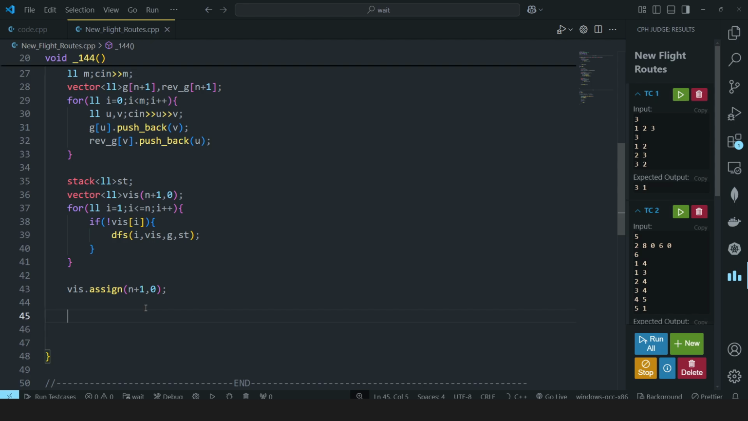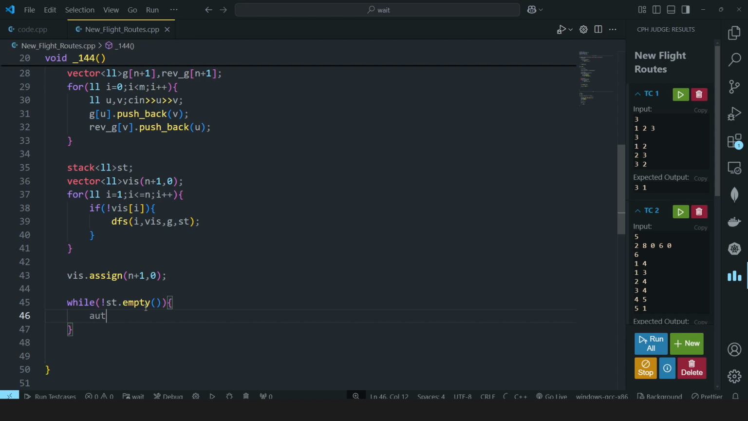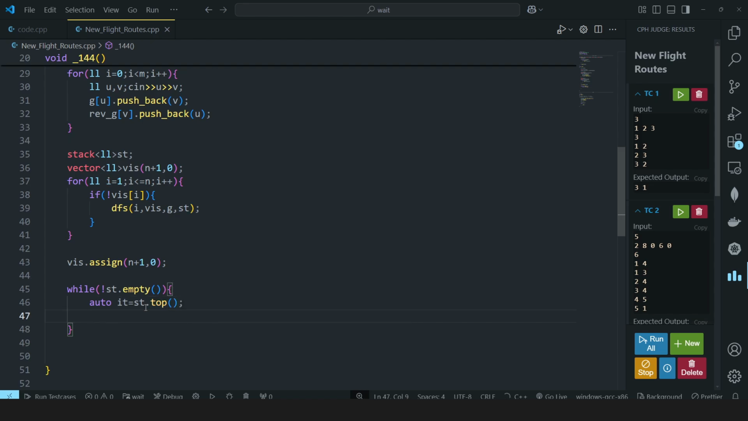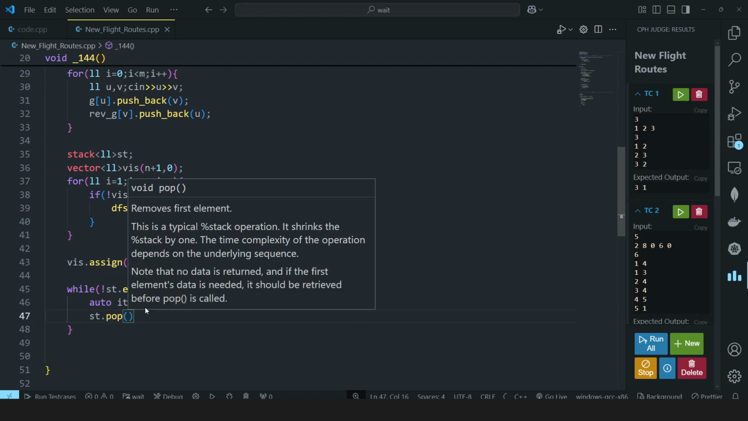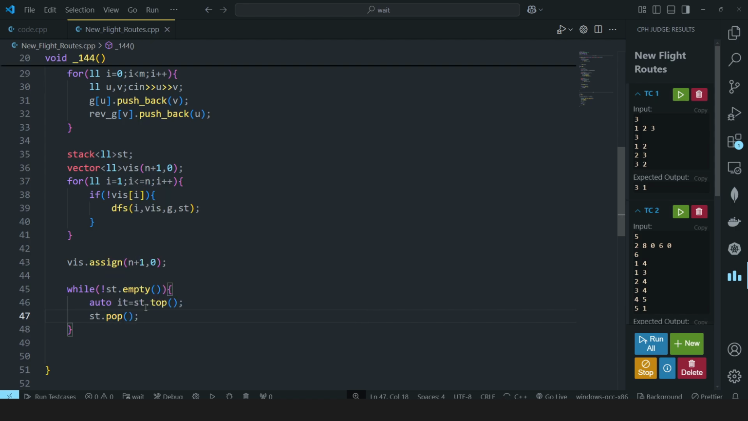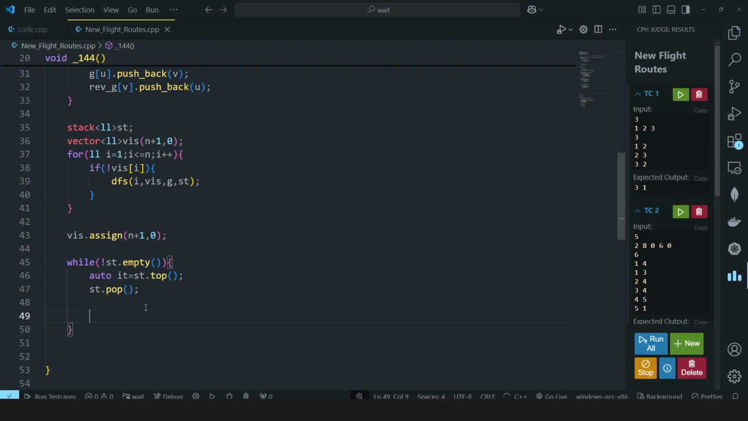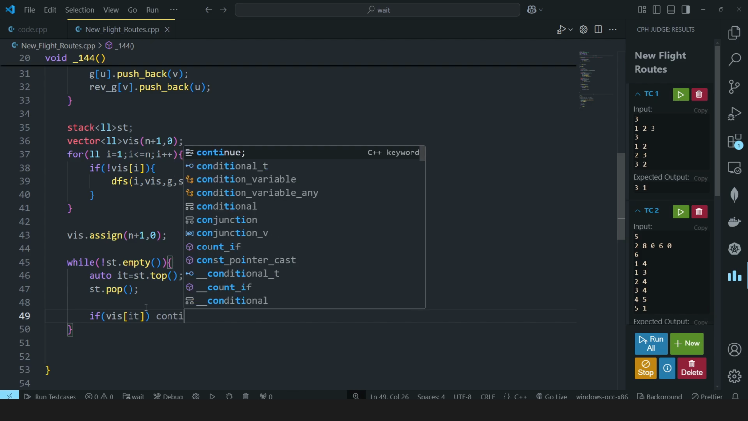After this has been done, what we used to do, if you remember, we have to start popping the elements from the top of the stack now until the stack is empty, right? And let's say the top element this time is st.top, and after taking the top element we have to pop it also from the stack so that the next element can be used next time. And if this is already visited, I won't continue, right?